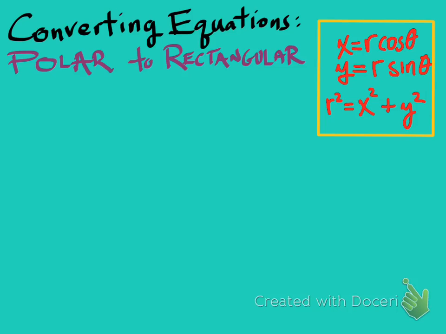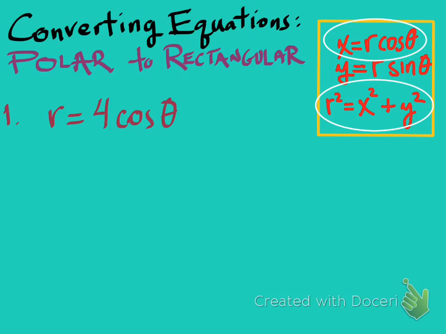So let's take a look at an example here. r equals 4 cosine theta. You take a look at that, and you see r by itself, you see 4 cosine theta. Not quite exactly ready to use these equations yet, but it looks like the two that we might use would be those two. And this process really is about direct substitution.